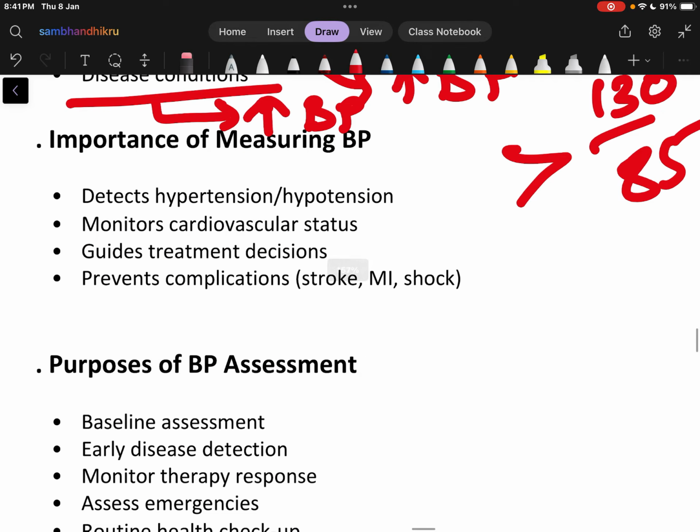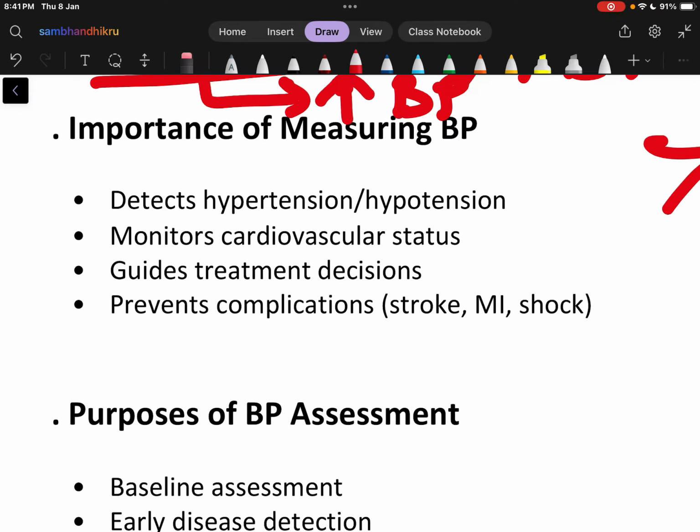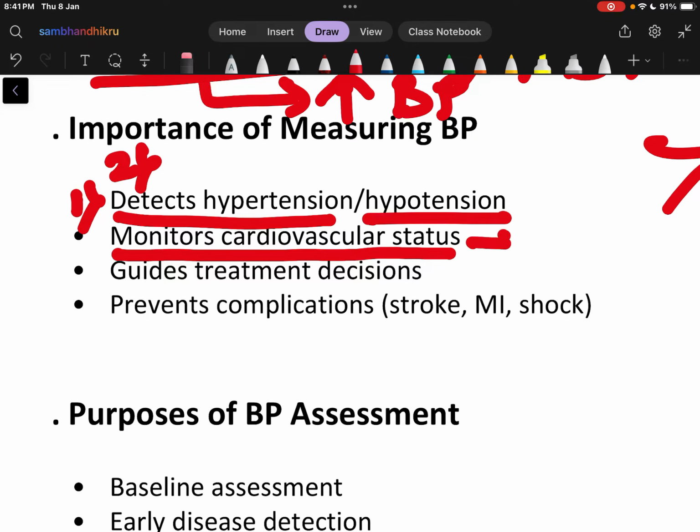Next, importance of measuring the BP. In this it detects: first, you can write detects hypertension, second, detects hypotension. You got 2 points. Next, monitors the cardiovascular status, that may be tachycardia, that may be bradycardia, that you can also monitor.